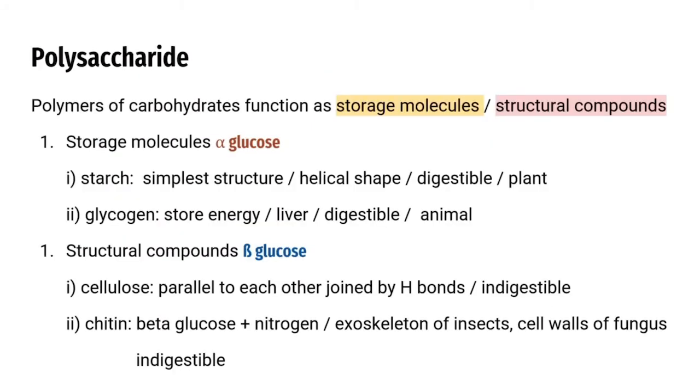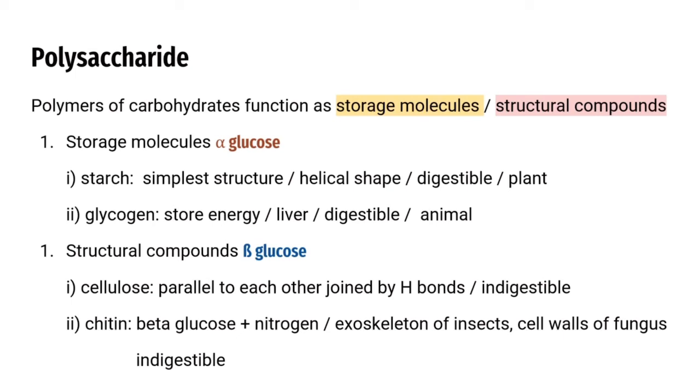There are two types of polysaccharides, and the first type functions as storage molecules, and they are starch and glycogen. Starch has the simplest structure, and it is digestible. It is the storage molecule of plants, and glycogen is the storage molecule of animals. They are both made up of alpha glucose. Then what does the beta glucose make? Structural compounds are another type of polysaccharide. Structural compounds are all made up of beta glucose.